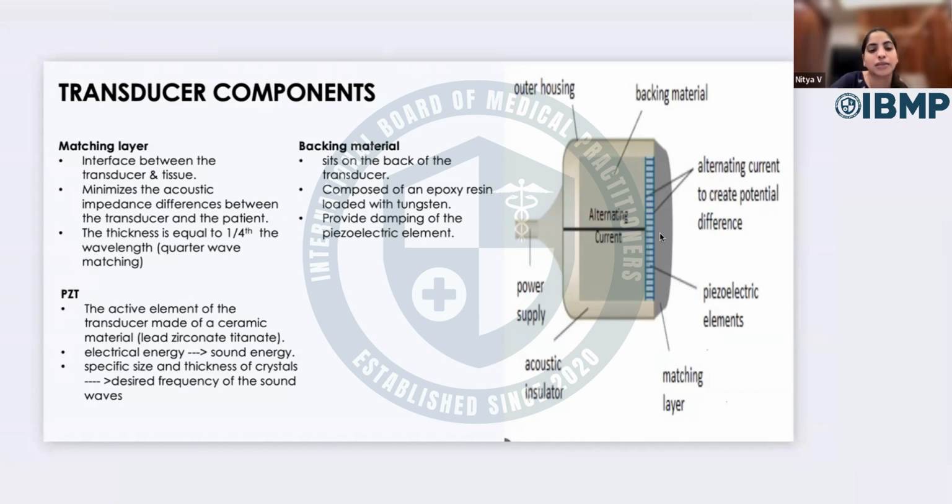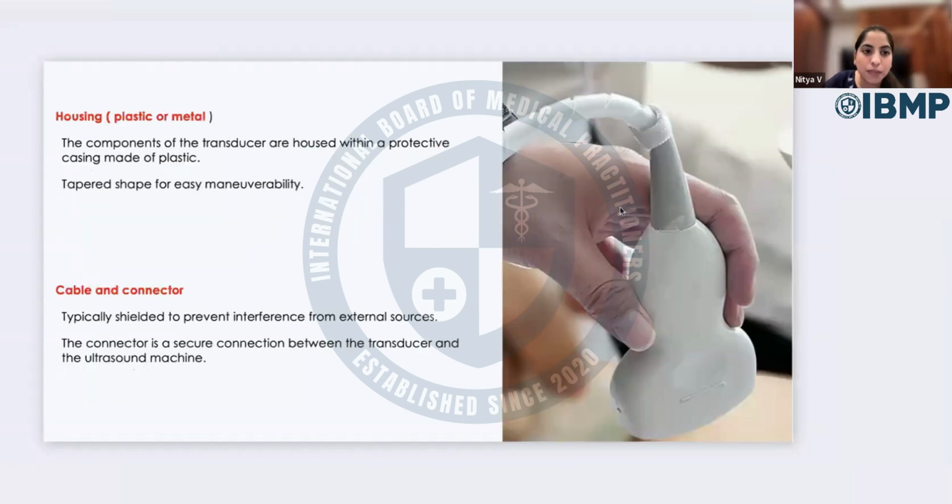So that is providing a desired frequency to that probe. Then the next layer is the backing material, which sits on the back of the transducer. It is composed of epoxy resin loaded with tungsten, and that provides the dampening effect to the piezoelectric element, so that it is easier for the piezoelectric element to convert the electrical energy into sound energy. Then comes the housing.